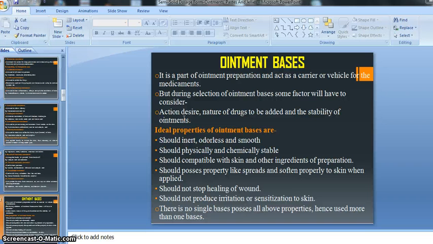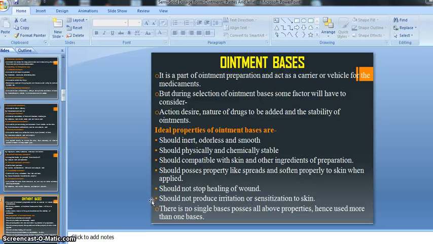If, suppose, for the preparation of a solution there is a use of solvent and solute, the solvent is a very necessary and important part of this solution. Without the solvent we can't make the solution. Similarly, for the preparation of ointment, the base plays a very important role. Without bases we can't prepare the ointment. Various ideal properties are also given, and we know that various kinds of ointment bases are available in the market.